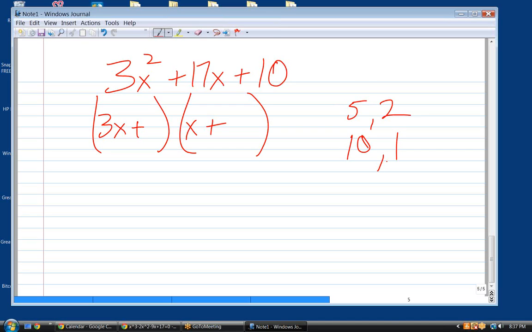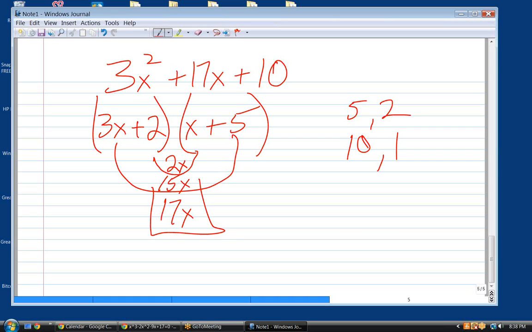So let's try them. Let's randomly try them. Let's try 5 there and 2 there. Does that work? No. Let's switch them. See if that works. 2 there and 5 there. No. Well, don't say no so quick. That's 2x. That's 15x. They add together to be 17x.